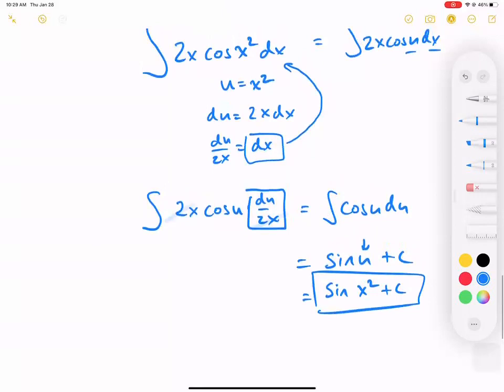Okay, so this is the basic idea of U substitution. We have a term that doesn't match our identity. So I'm going to use U substitution to sub it out. Okay, going forward and backwards.